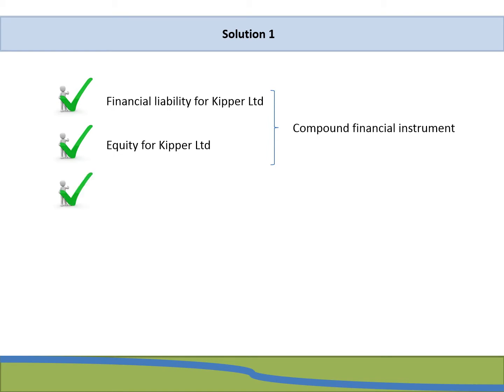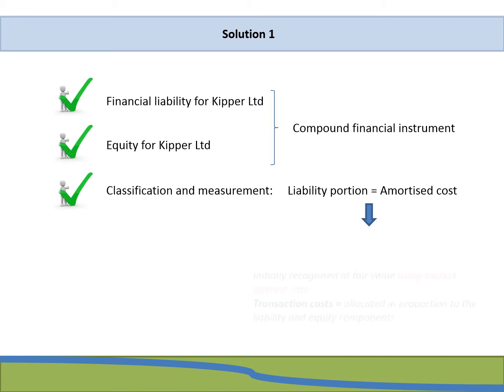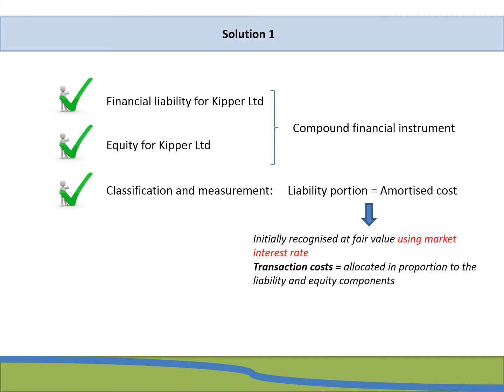If we have a look at the classification and measurement, the liability portion will be measured at amortized cost. It will be initially measured at fair value using the market interest rate for similar debentures without conversion. Any transaction costs that are incurred will be allocated in proportion to the liability and the equity components, and the liability will be subsequently measured at amortized cost using the effective interest rate method.